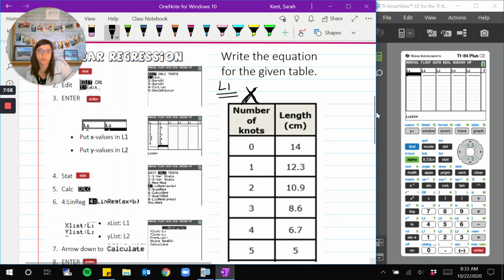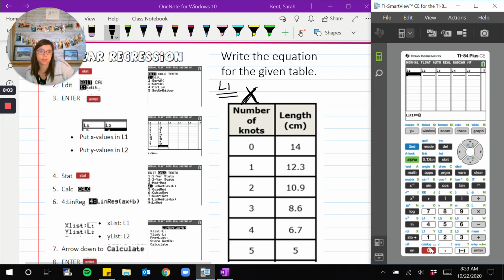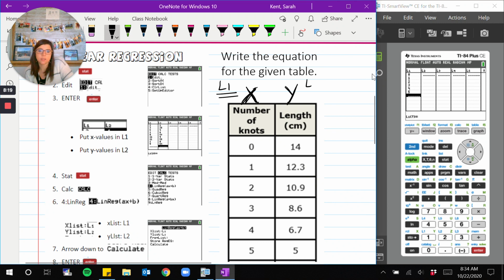I'll start by typing in the number 0, and then I'll press enter, and it goes in the table. Then I want 1, enter, 2, enter, 3, enter, 4, enter, 5, enter. All of my X's are now in L1, and then my second column is going to be Y. So this is my L2. So my second column. Again, I'll type in the number.